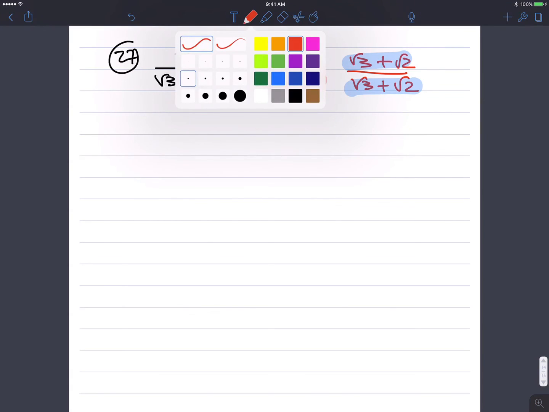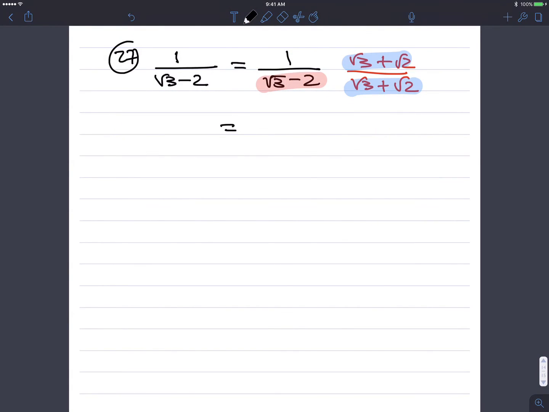In the numerator, 1 times anything is itself. And again, in the denominator, we have to take minus the square root of 3 times minus 2. Let's hold on.